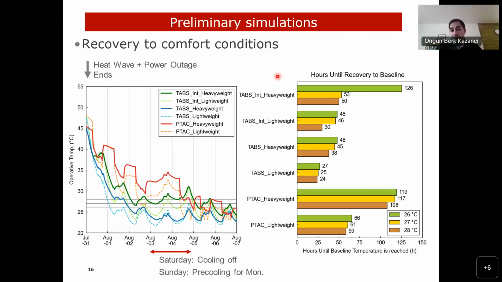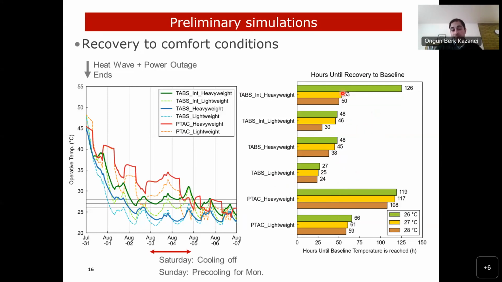So in here, again, it's a similar structure of the graph. So in this case, now it's the hours it takes for the building to get down to 26, 27, or 28 degrees. So in here, again, what we can see is that tabs is performing better. And in the sense that for tabs, it takes between 1 to 2 days for the temperatures to get back to 26 to 28 degree range, while for the convective system, it takes between 2 to 5 days. So we can see again the benefit of the tabs.